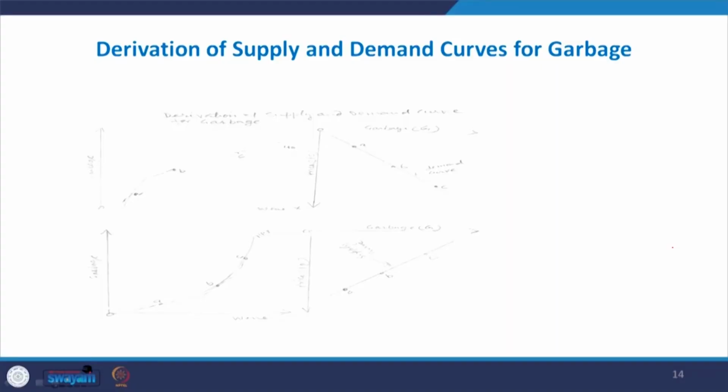Now, how to determine the demand and supply for garbage? Actually, if you recall these two concepts which I just discussed, one is the production possibility frontier and the other is the indifference curve. These are the two things. So, as a student of economics, if you have studied economics, you know that the demand curve can be drawn from the indifference curve. Similarly, the supply curve can be drawn from the production possibility curve. So, we can draw the supply curve and demand curve from the production possibility curve and indifference curve.